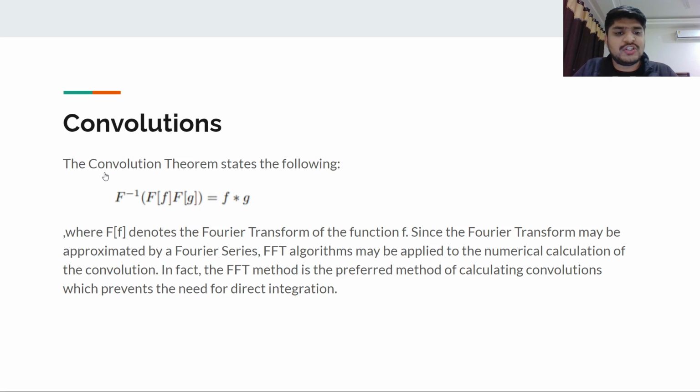Convolutions. The convolution theorem states that the inverse Fourier transform of the product of the Fourier transform of f and the Fourier transform of g is equal to the convolution of f and g. Since the Fourier transform may be approximated by a Fourier series, the FFT algorithm may be applied for numerical calculations of the convolution. In fact, the FFT method is the preferred method of calculating convolutions, which prevents the need for direct integration.